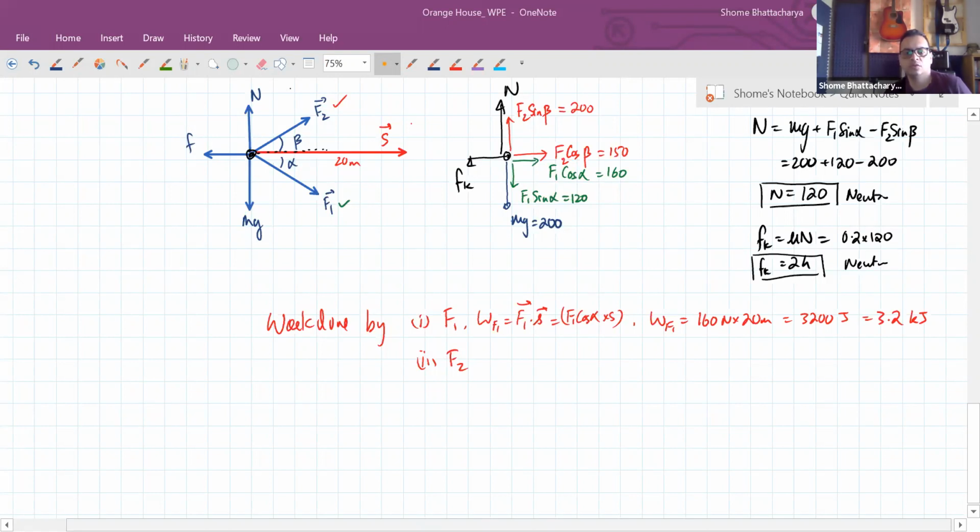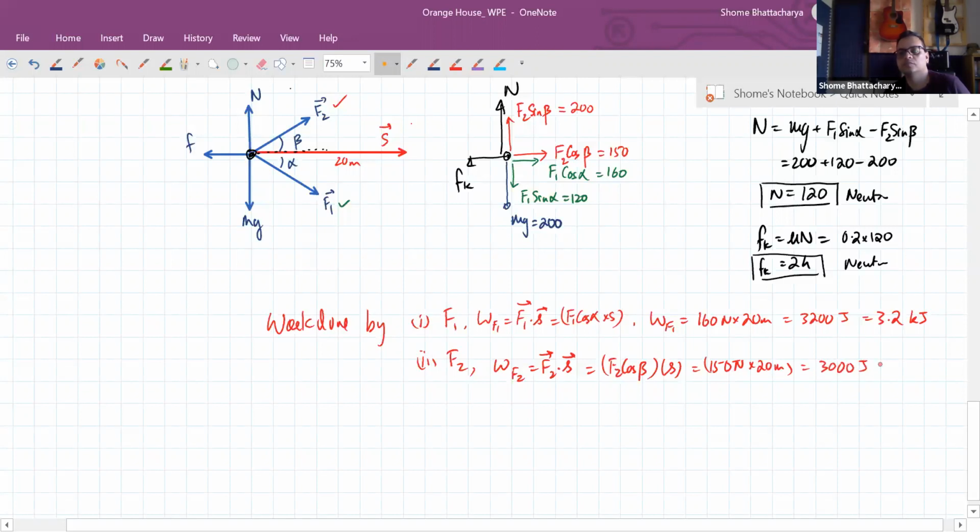Okay. So Varun, your answers are correct. Work done by F2. Similarly, calculate F2 dot S. So that will become this component of F2 multiplied by the magnitude of displacement. So 150 newtons multiplied by 20 meters, or 3 kilojoules.